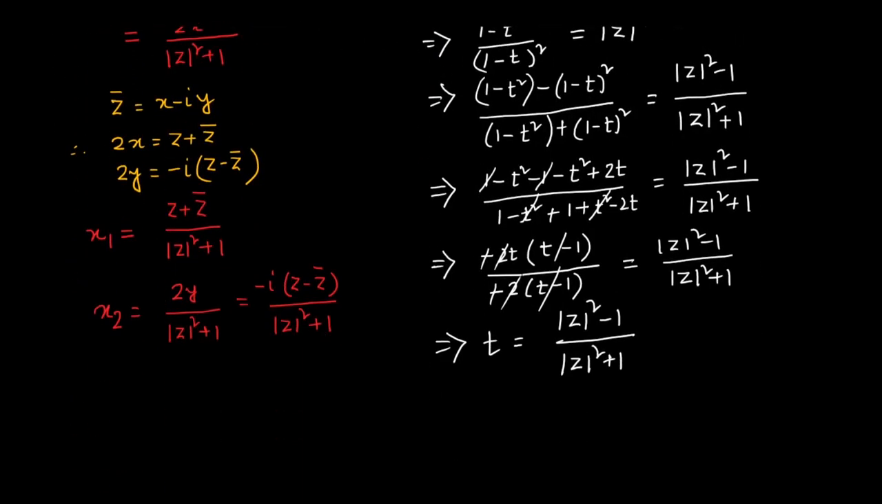Therefore, we can say x3 is equal to t. t means we have just found out mod z square minus 1 divided by mod z square plus 1. So these are my x1, x2, x3. If z is given to us, we can very easily find out this point x1, x2, x3, means this point P, by calculating x1, x2, x3 in this formula.